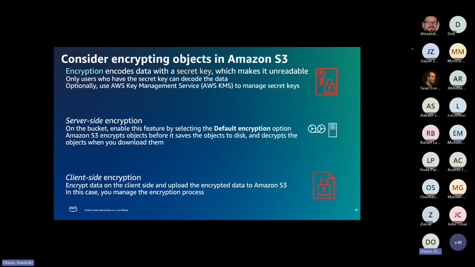You can use KMS, which is Key Management Service, to manage the secret keys if you want. There's an option, but you can let AWS manage the keys for you and you don't have to worry about that, right? Server-side encryption is the default option. Now, when you create an object, it's already encrypted by default. You can unencrypt it if you want, right? It will encrypt the data before it is saved to disk, and it will decrypt it when you are downloading it, right? With server-side encryption, you can make sure that the data is encrypted before it's stored in S3, right?